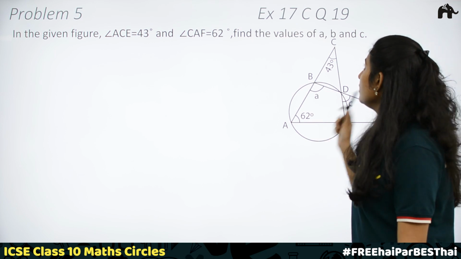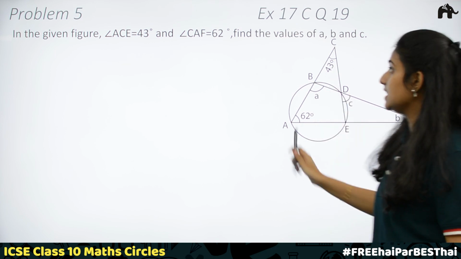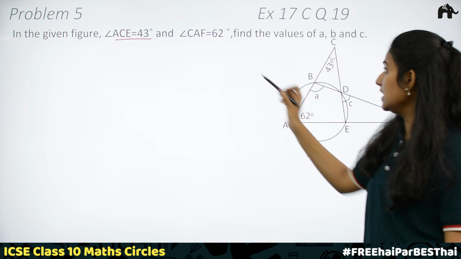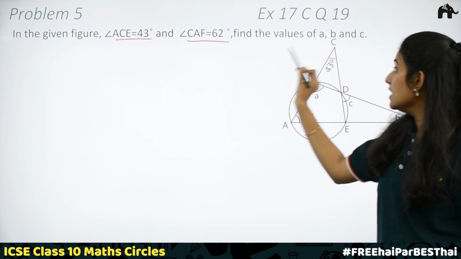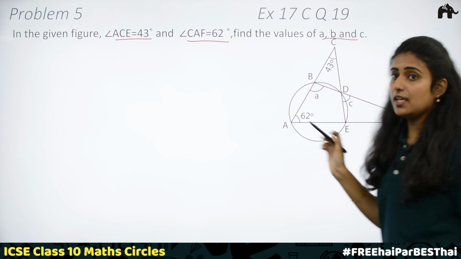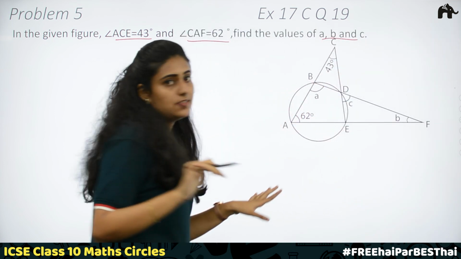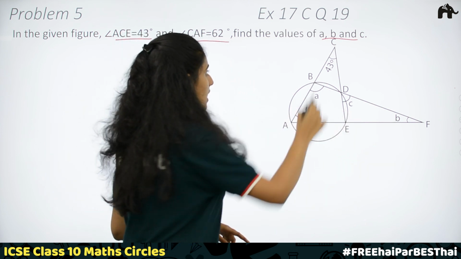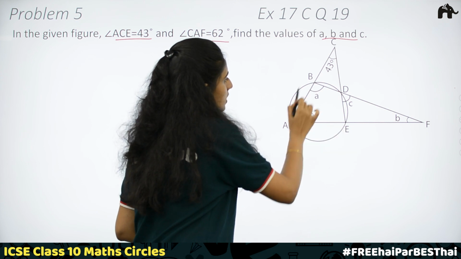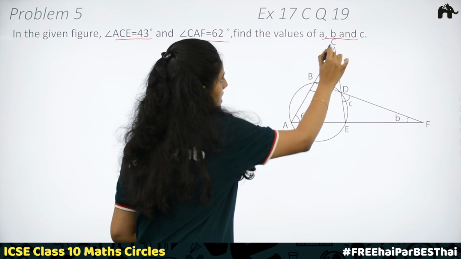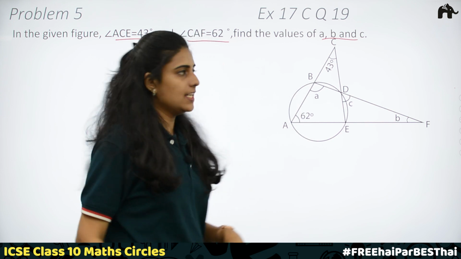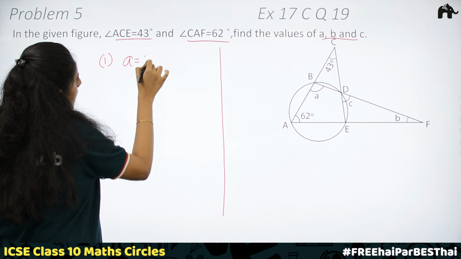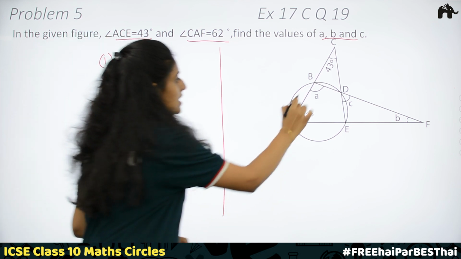Next, problem number 5, question 19 of exercise 17C. In the given figure, angle ACE is equal to 43 degrees and angle CAF is equal to 62 degrees. Find the values of A, B and C. When you look at this figure, you have 3 angles A, B and C which we have to determine. Given angle CAE is 62 degrees and ACE is equal to 43 degrees. So, the first part we have to find A. How to find A? This angle A.